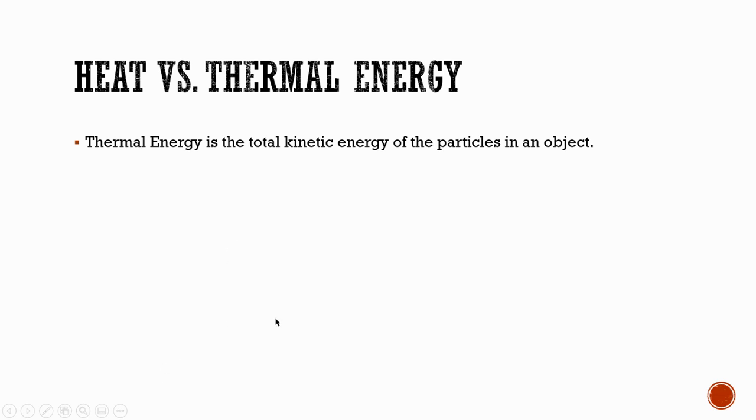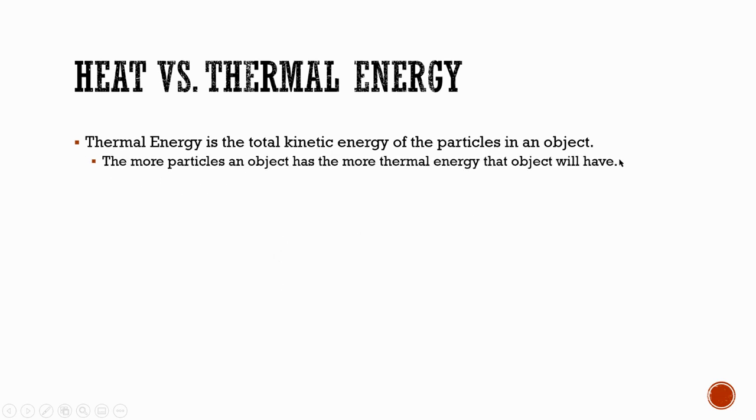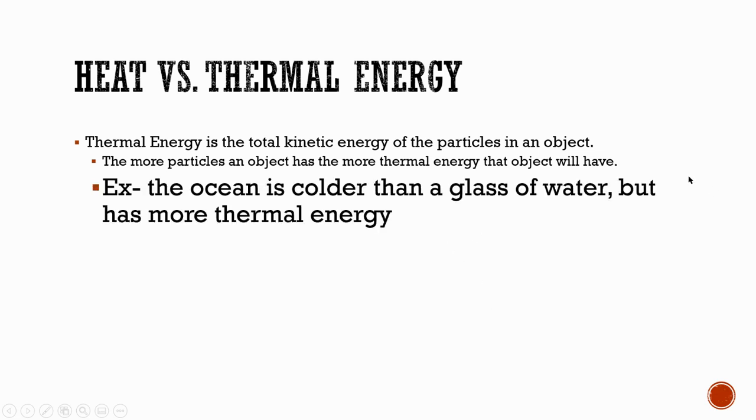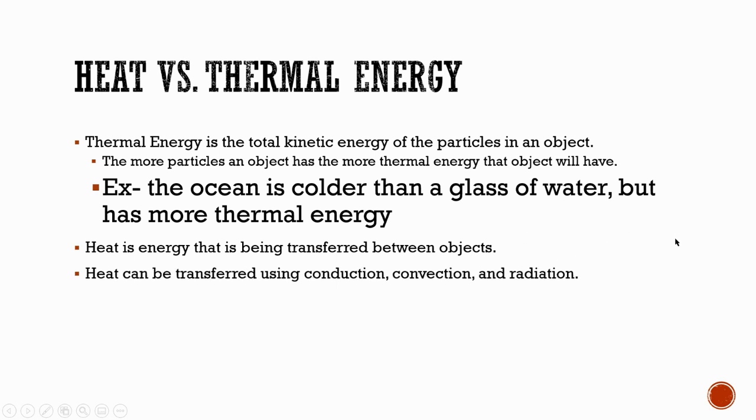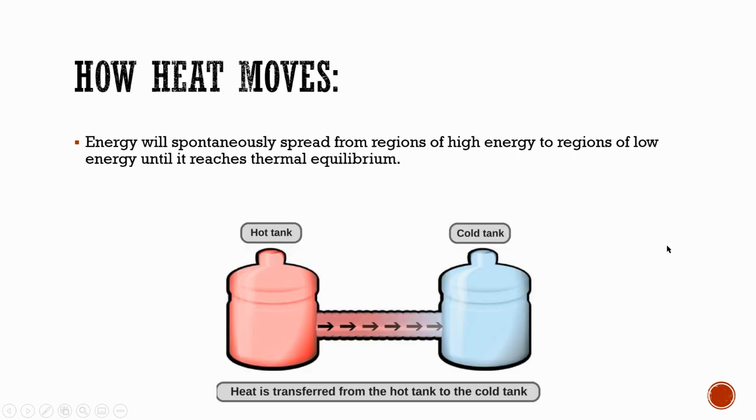These two terms are commonly misused. Now, thermal energy is the total kinetic energy of the particles in an object. The more particles an object has, the more thermal energy that object will have. So an example is that the ocean is colder than a glass of water, but the ocean will have more thermal energy because it has more particles. Heat is energy that is being transferred between two objects. Now, heat can be transferred using three different methods: conduction, convection, and radiation.